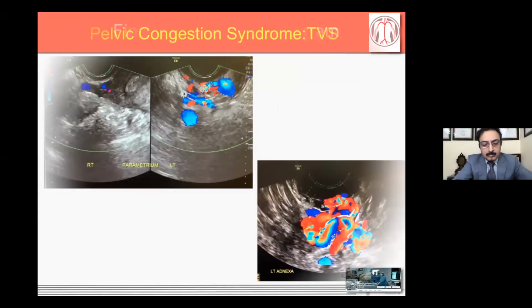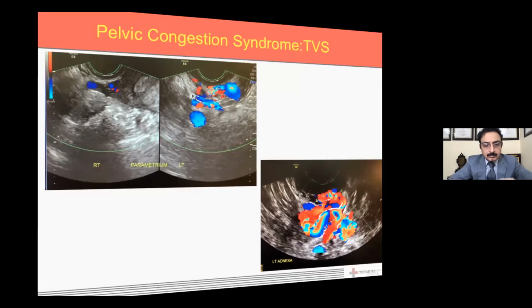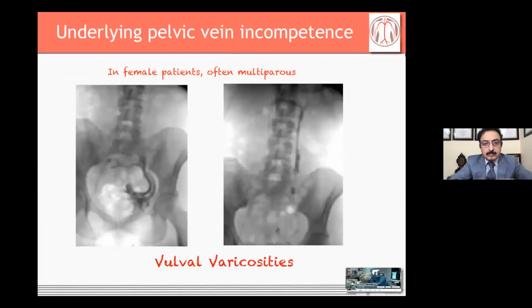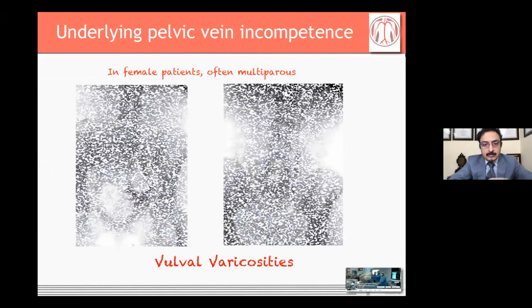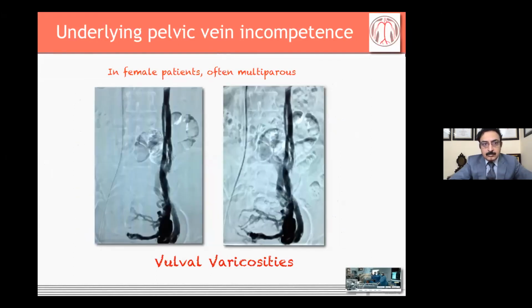Another spectrum where we usually do Doppler is pelvic congestion syndrome, where female patients come. Usually TVS is very helpful in this situation, and you can diagnose the pelvic congestion. These are chronic pelvic pain female patients, and this is very helpful pre-procedure and post-procedure. This is how the imaging looks when we treat it. You selectively go into the ovarian vein and then embolize. So this is again very important.